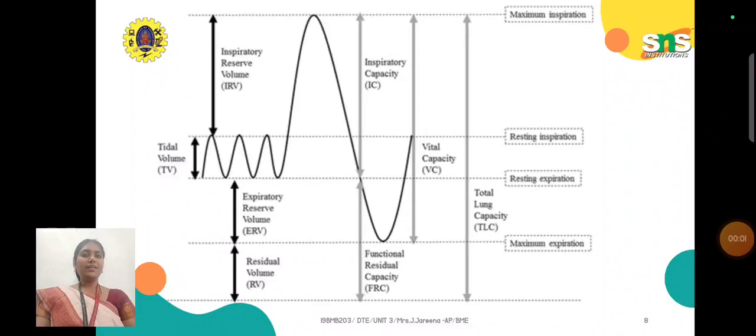Hi all. Now we are going to see lung capacity. In last class we discussed lung volumes. As a continuation of that, now we are going to see the lung capacity. The lung capacity is the combination of lung volumes.